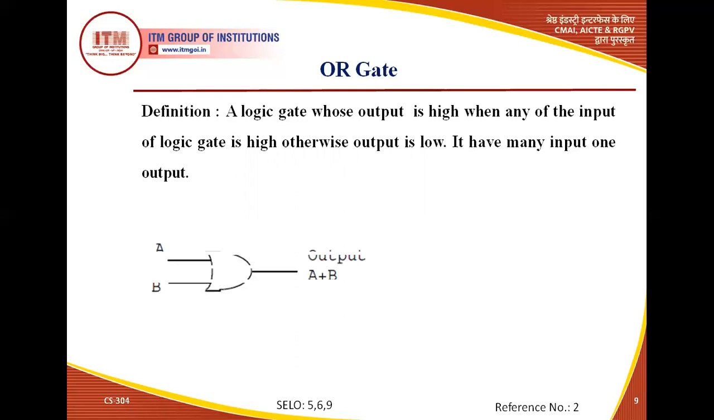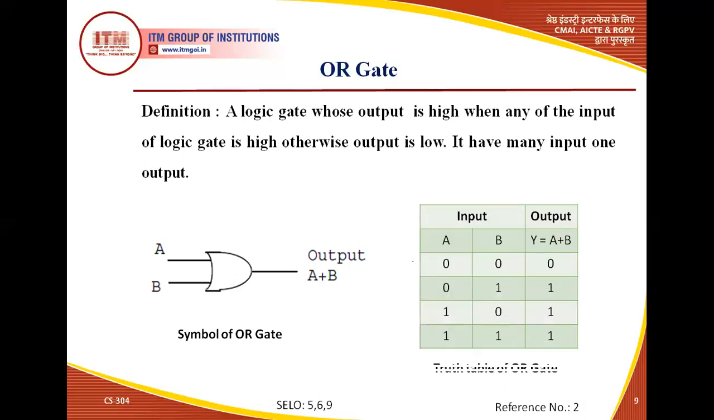Similarly, the AND gate also has many inputs and one output. Now if we see the symbol of the OR gate, it's like a curve shape. That is the symbol of the OR gate, and the logical OR operation is represented by the plus symbol. So that is the logical operator. It is not the arithmetic addition. So that is the symbol of the OR gate.